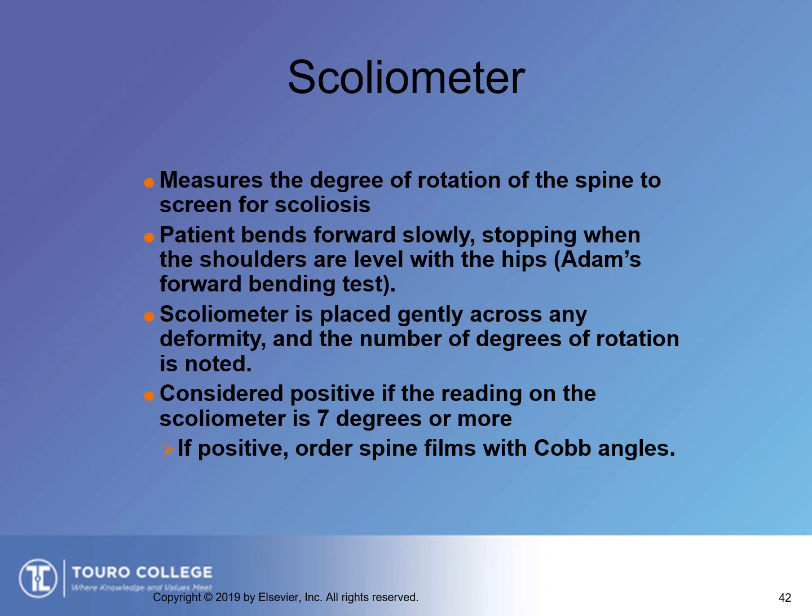Scoliometer. I have one of these because I do a lot of sports physicals, and it measures the degree of rotation of the spine. The patient is going to bend forward slowly, stopping when the shoulders are level with the hip. I'm going to place this meter on their back, and it's actually like a little lever or a level. It will tell me the degree of curvature, and it's considered positive if the reading is 7 degrees or more, and then I would refer that patient off to orthopedics.